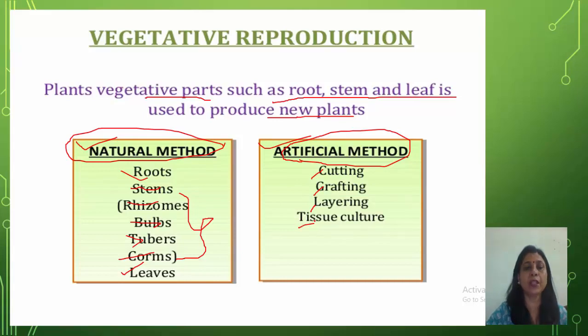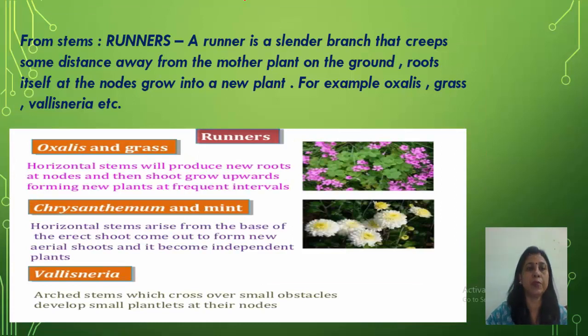Now coming to natural methods from stems. First of all, we are going to study about the natural methods which take place with the help of stems. First one is runners. A runner is a slender branch that creeps some distance away from the mother plant on the ground. It is a slender branch. Slender means बहुत ही नाजुक सी ब्रांच होती है जो क्रीप्स मीन्स क्रॉल करती हुई कुछ दूरी तक अपने मदर प्लांट से जाती है एंड वहां पर it roots itself at the nodes.